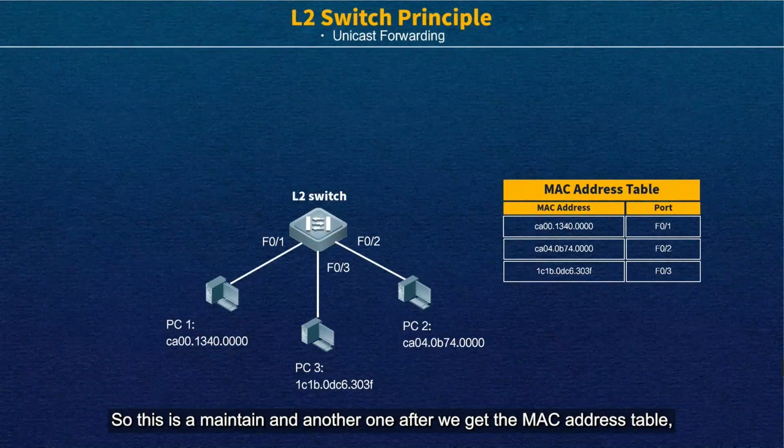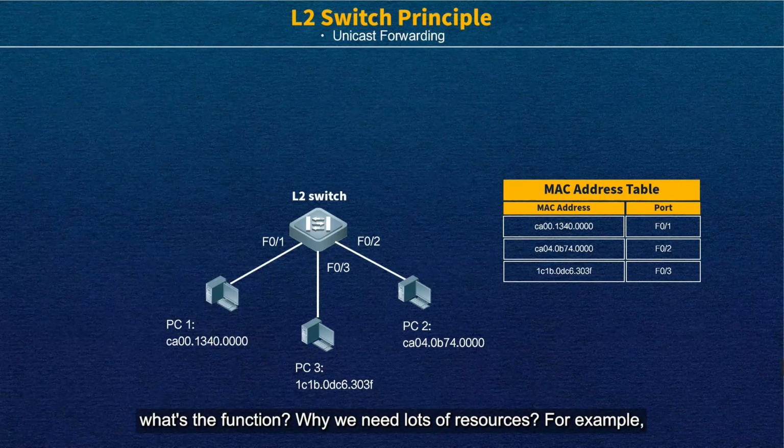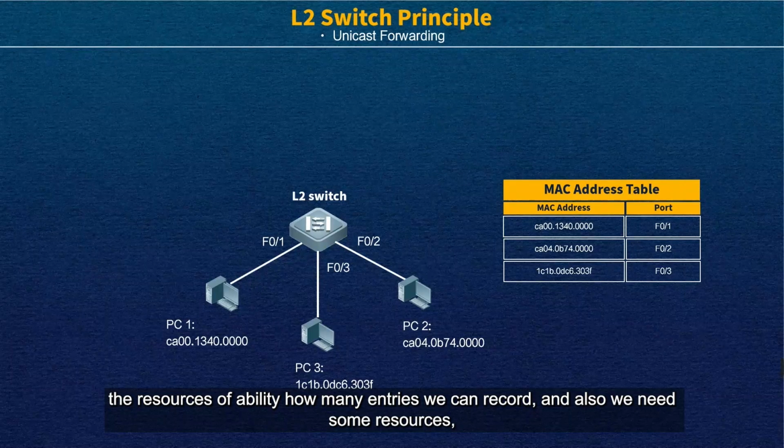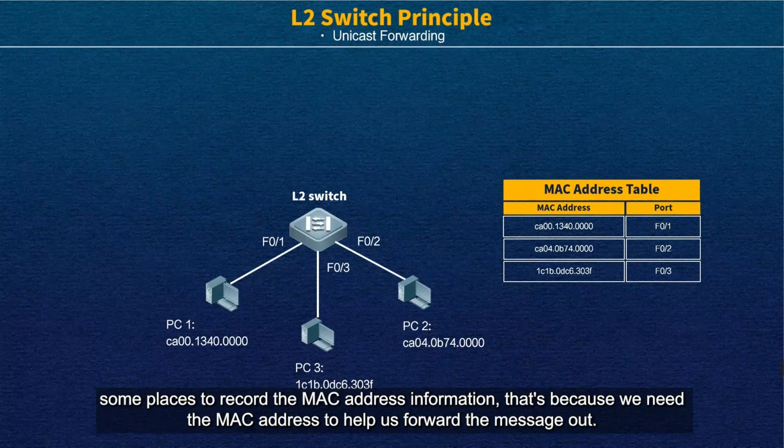And another thing: after we get the MAC address table, what's the function? Why do we need so many resources? For example, the resources of ability, how many entries we can record. And also we need some places to record the MAC address information. That's because we need the MAC address table to help us forward the message out.